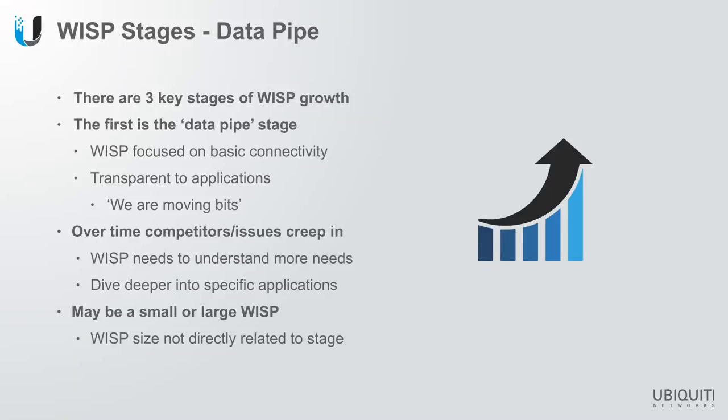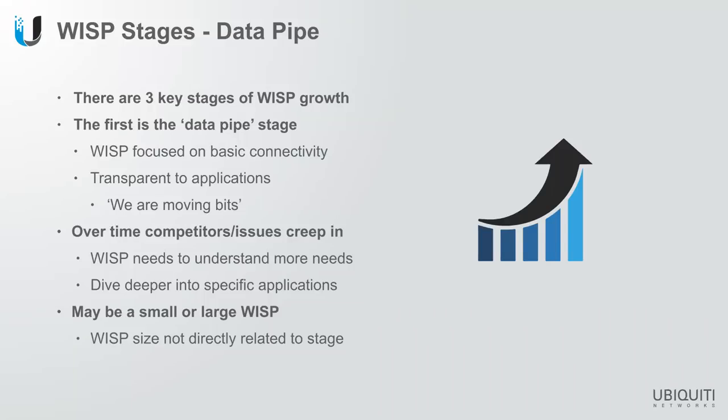So the first stage that I see for any WISP, and really any ISP in general, is the data pipe stage, as I like to call it. At this stage, the WISP is really focused on providing that basic internet connectivity. We're not really considering specific applications at this point. We're just moving bits, as we say. You talk to a lot of WISPs and startups, and basically the mindset that they have is we're moving bits from point A to point B. We don't care what they are. We're just shuttling them from point A to point B. As we build out the network, we get used to running it. We make sure we've got a stable revenue stream, and make sure the customers are happy.